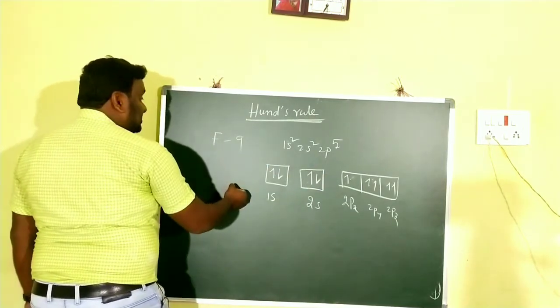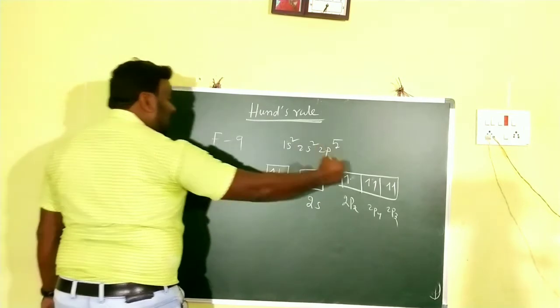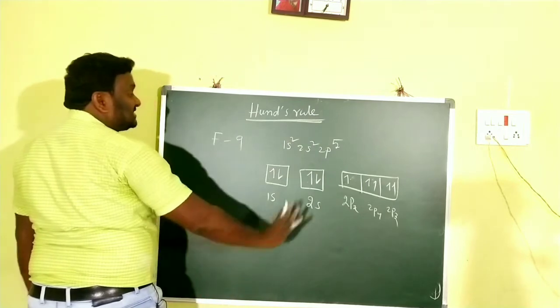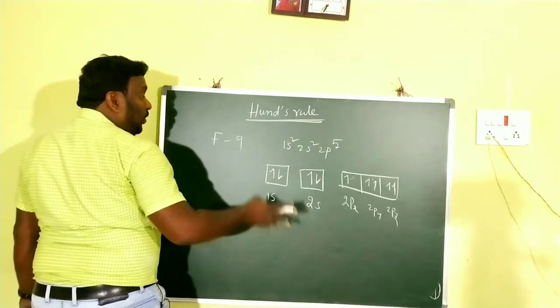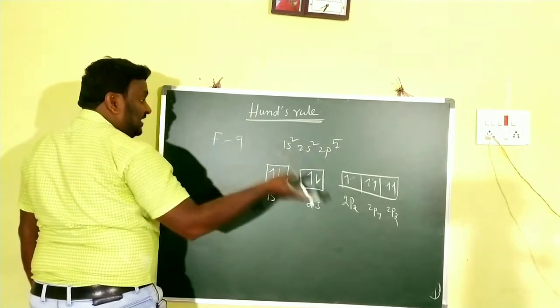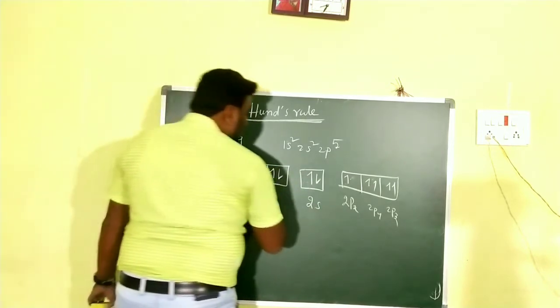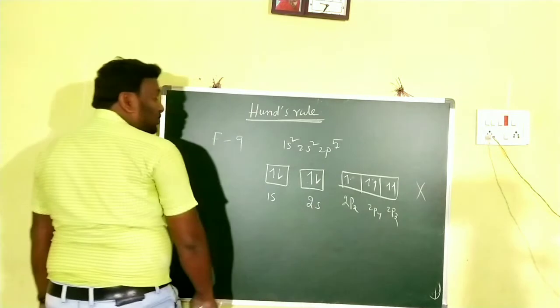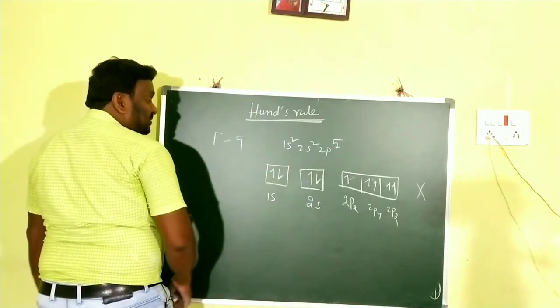So the question asks whether this is right or wrong, correct or not, justify your answer. Then what do we have to say: is this right or wrong? Here the configuration is wrong. Why is it wrong? Let's go for the explanation.